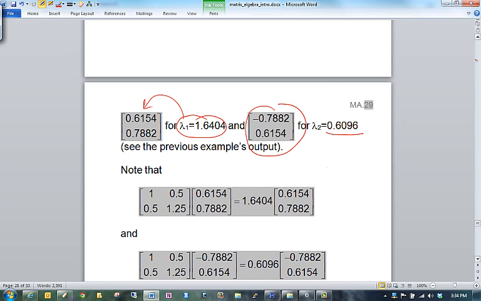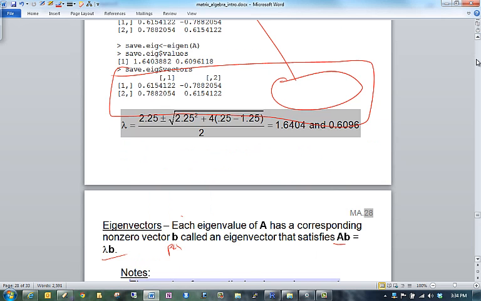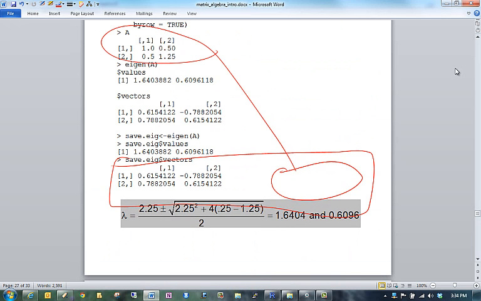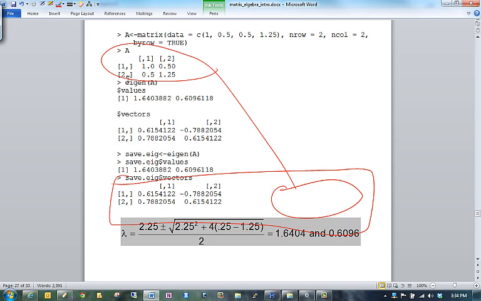Well, how did I do that? One way is simply to use R. If I come back here to my output associated with eigen(A), I find my vectors here. So this first column corresponds to the first eigenvalue, so it's the first eigenvector. And the second column corresponds to the second eigenvalue.